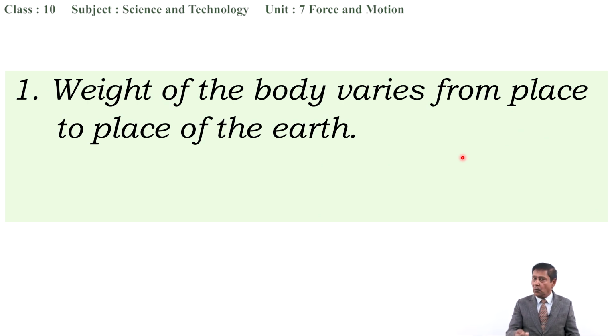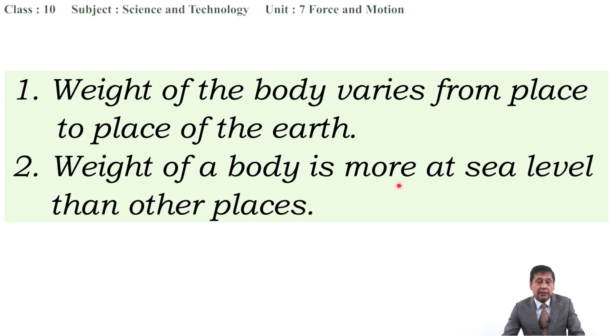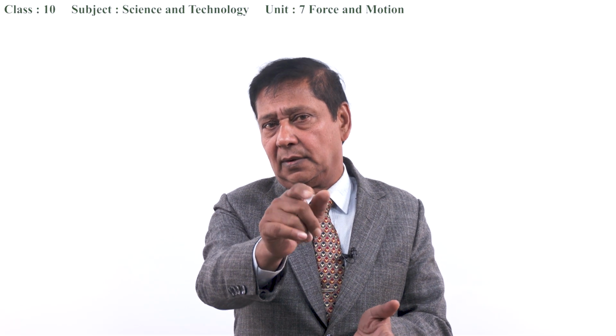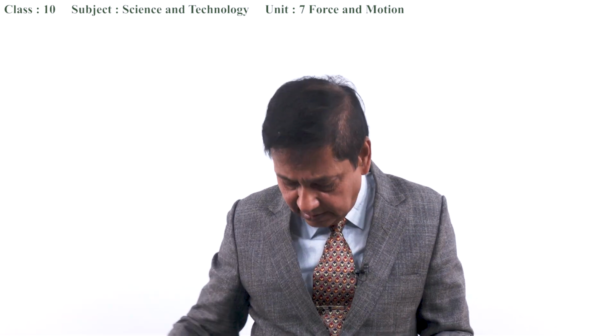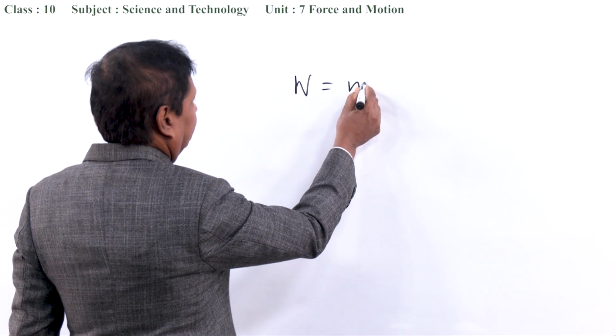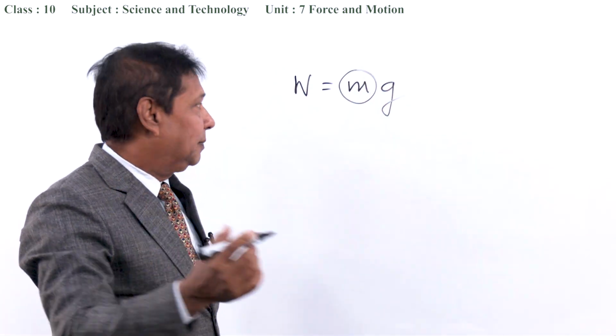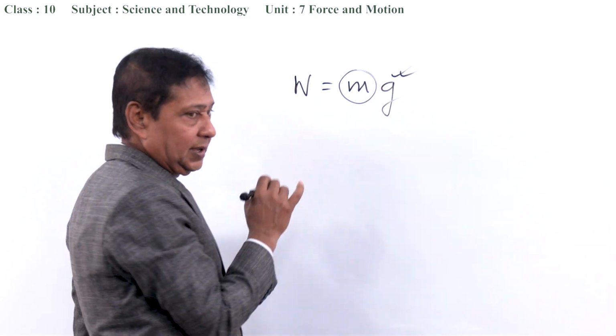That's why the weight, which is the product of m and g, is also different in different places of the earth. Okay, there is another fact also. We have to understand this clearly. Weight of a body is more at sea level than any other place. Why? Weight W equal to mg, isn't it? We know this. W equal to mg. Yes, m remains same at any place, but g varies from place to place.